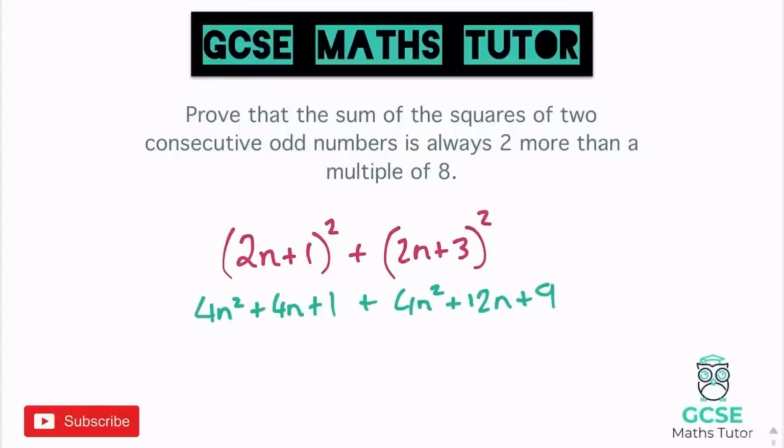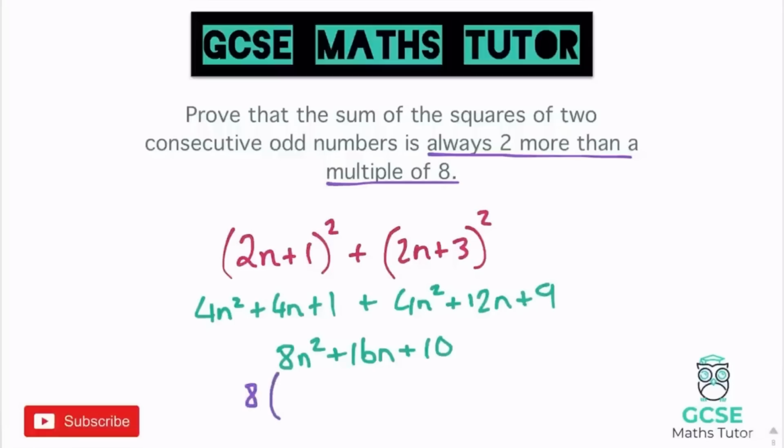Right, so if we tidy all this up, we have the two lots of the 4n squared, which is 8n squared. We've got 4n plus the 12n, which is 16n, and then 1 plus the 9, which gives us 10. There we go. So if we want to finish this off, if we have a look at what the question said again, it says it's always 2 more than a multiple of 8. Now if I do factorise this by 8, because it does say multiple of 8, let's see what we get, or where we get to a point where we get stuck.